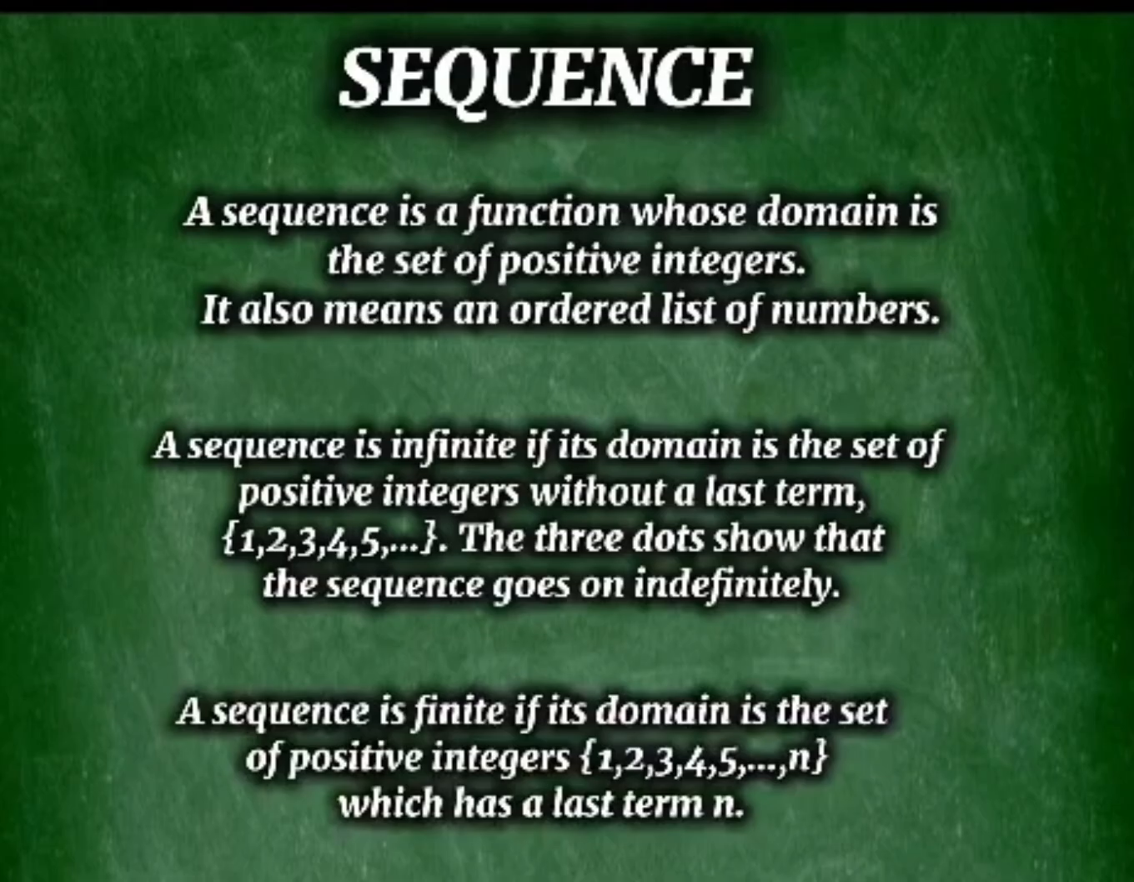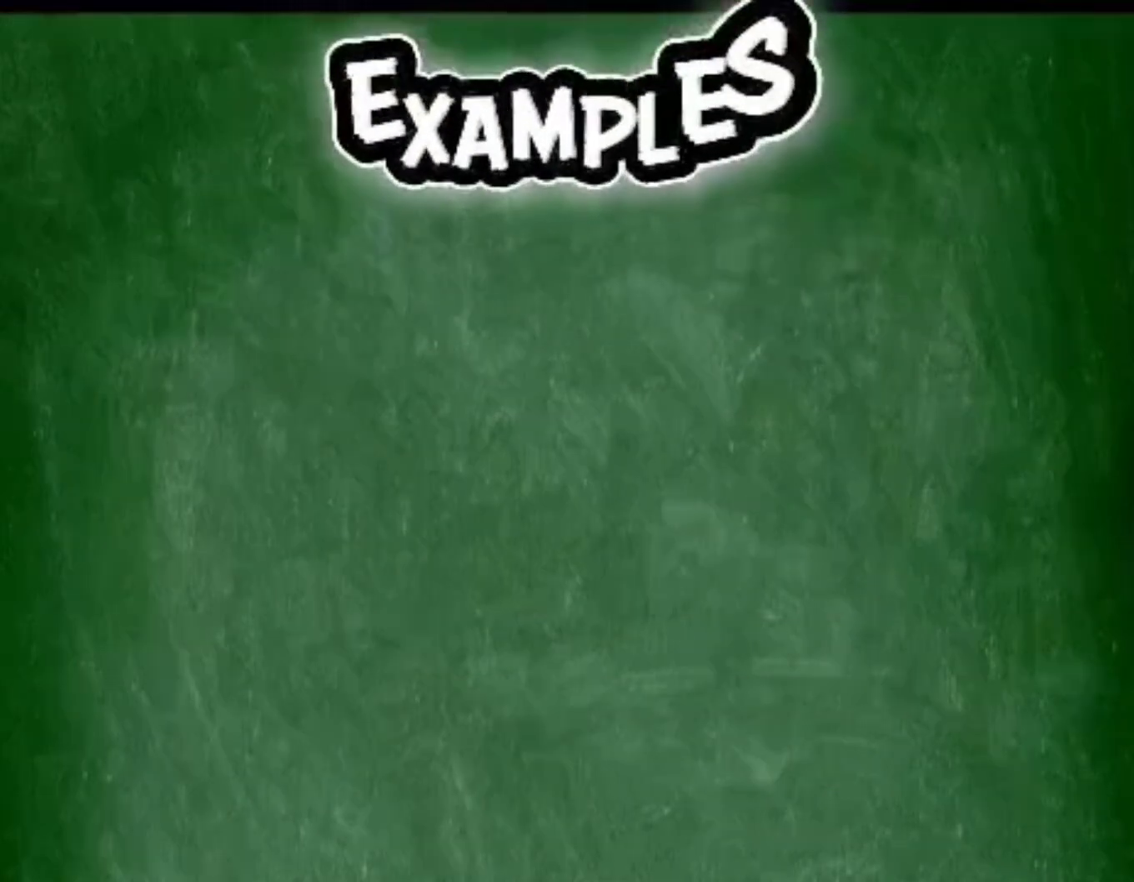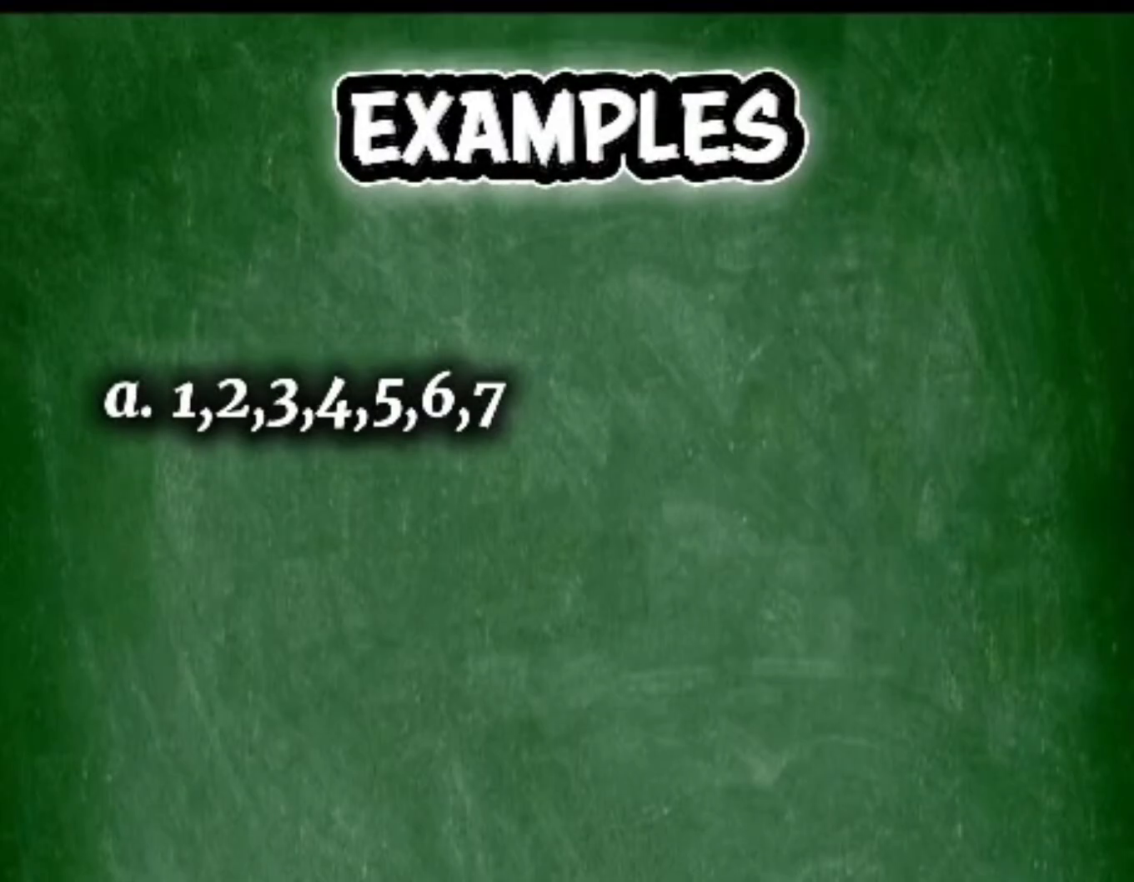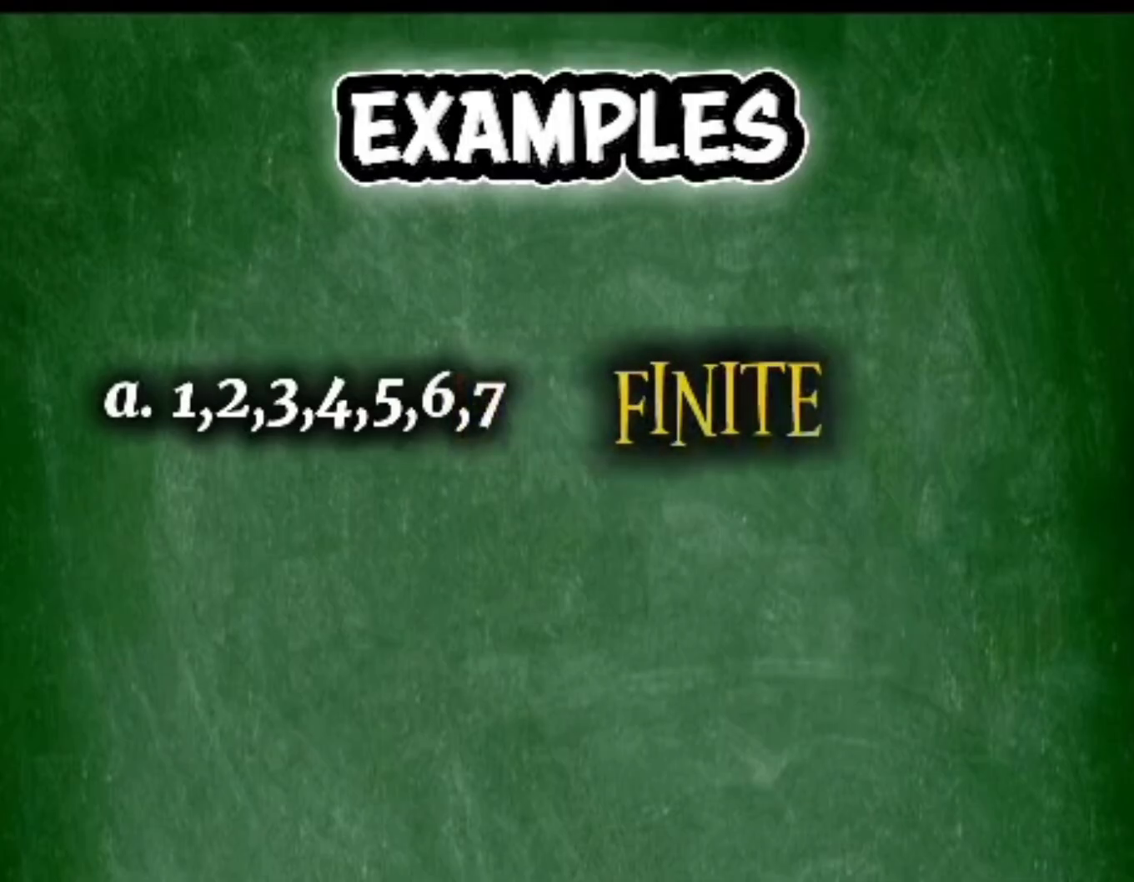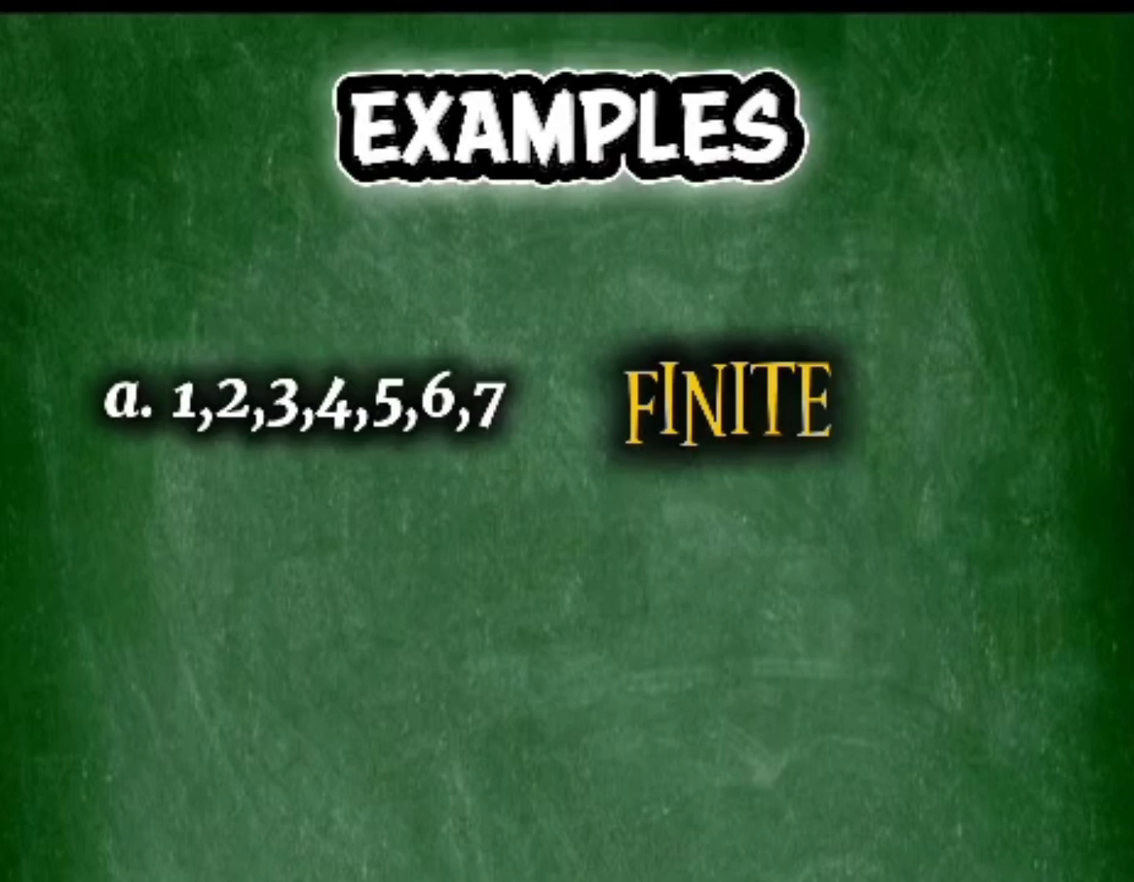A sequence is finite if its domain is the set of positive integers such as 1, 2, 3, 4, 5, which has a last term n. Examples. Letter A. 1, 2, 3, 4, 5, 6, 7 is an example of finite because it doesn't have three dots at the last digit of number.